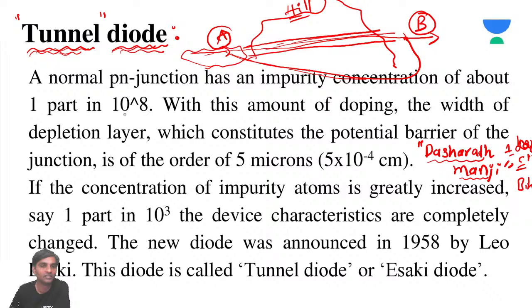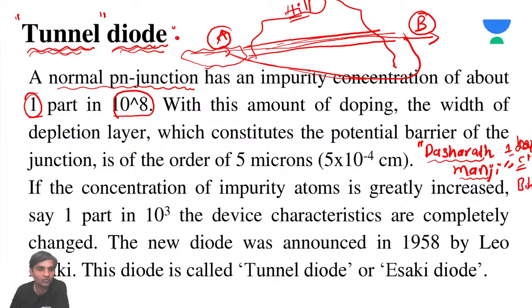Now we will see here very importantly. A normal PN junction has an impurity concentration of 1 part in 10 to the power of 8. It means for 10 to the power of 8 atoms, only one impurity atom is added in a normal PN junction diode.